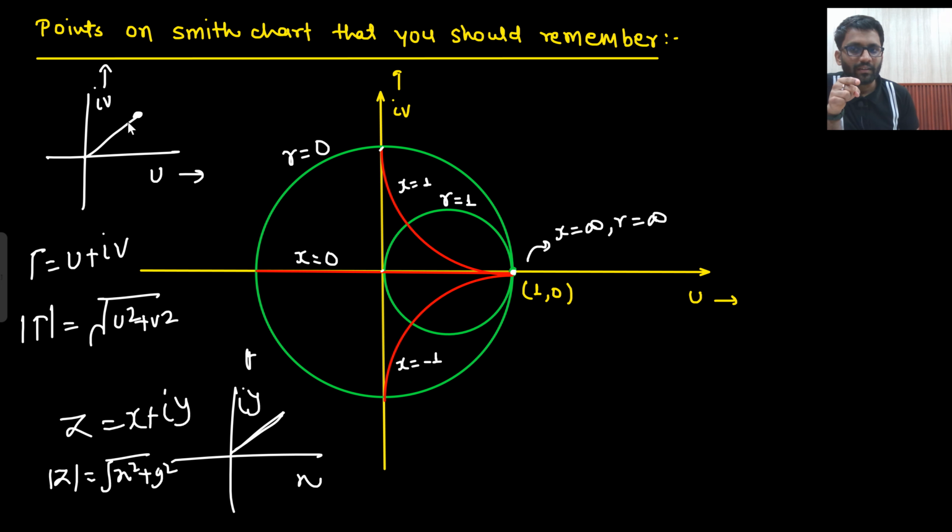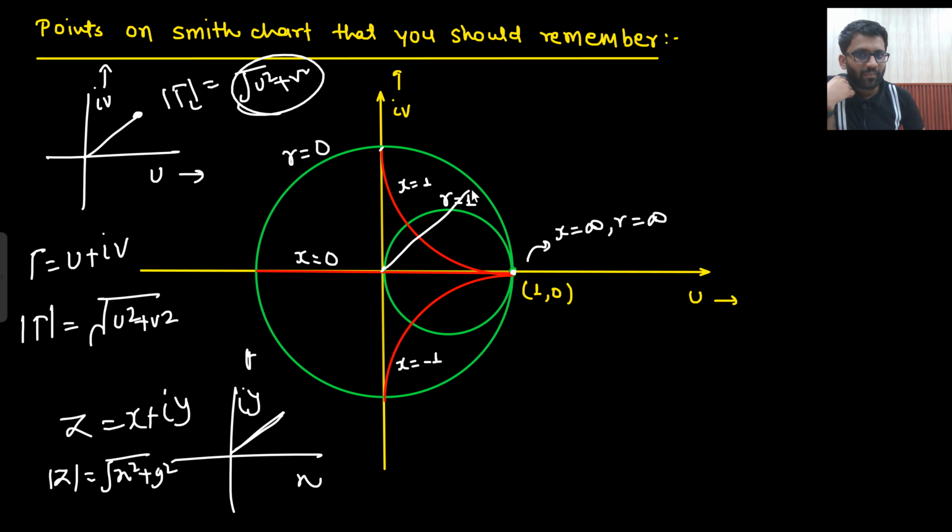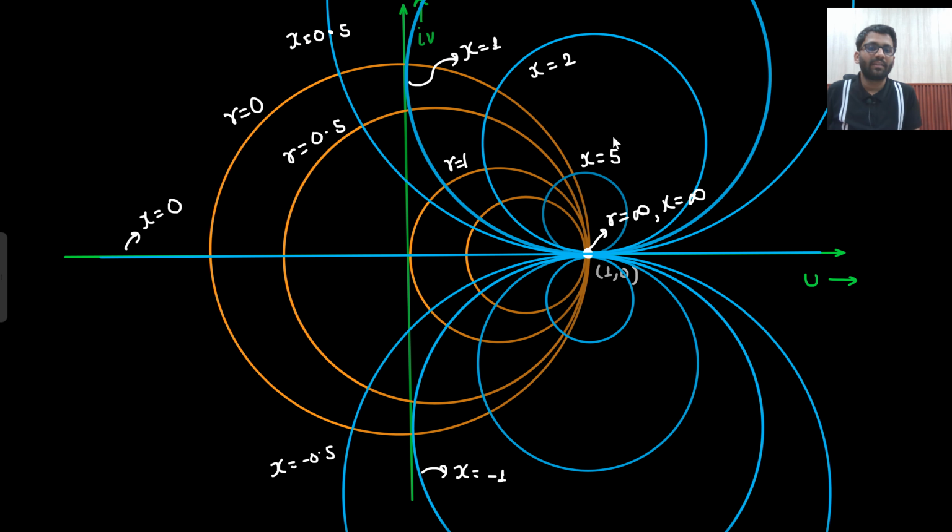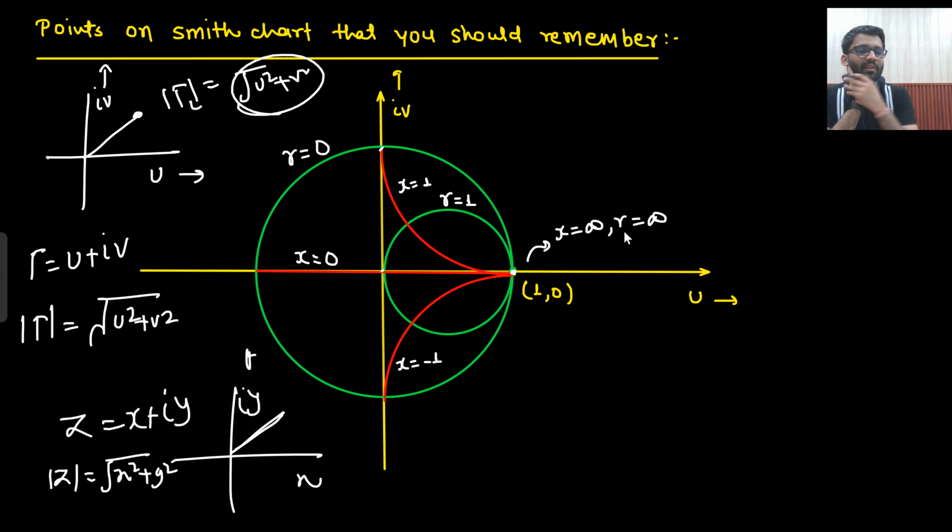If I make any line, the length of this line will be represented by mode of gamma L, that is under root u square plus v square. And what could be the maximum value of this? That is 1. So any line I make here cannot go far from 1. So why should I make these parts? Are you getting this point? Which plane is that? Complex gamma plane. And the value of gamma L can never be greater than 1.